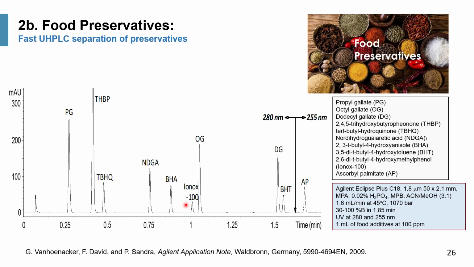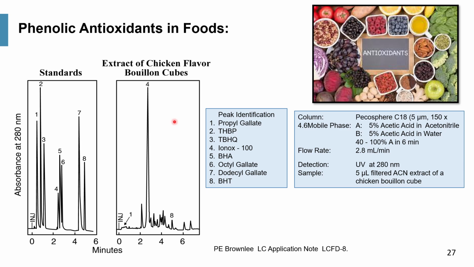Next category is food category. Shown here is an application from Agilent Technologies from Waldbronn, Germany, on fast UHPLC separation of different preservatives. Next is another application on phenolic antioxidants in food, with an application example of an extract of chicken flavor bouillon. These were done quite a while ago under gradient conditions.